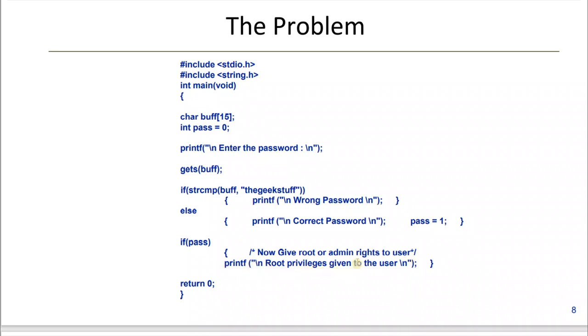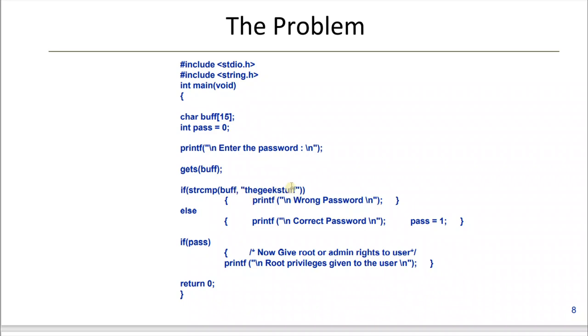Print root privileges given to the user. Then return 0. Okay, here we have a problem. Why? Because the buffer is only 15 characters, right? And the password is 1 2 3 4 5 6 7 8 9 10 11 12.